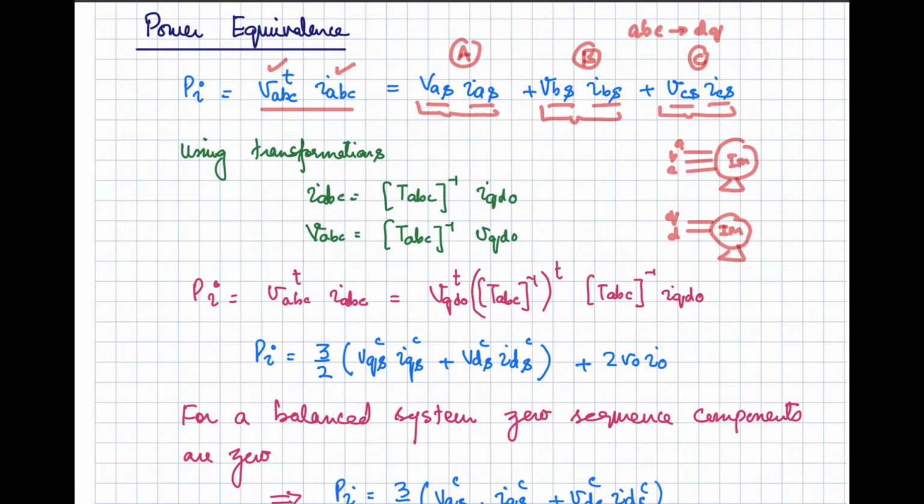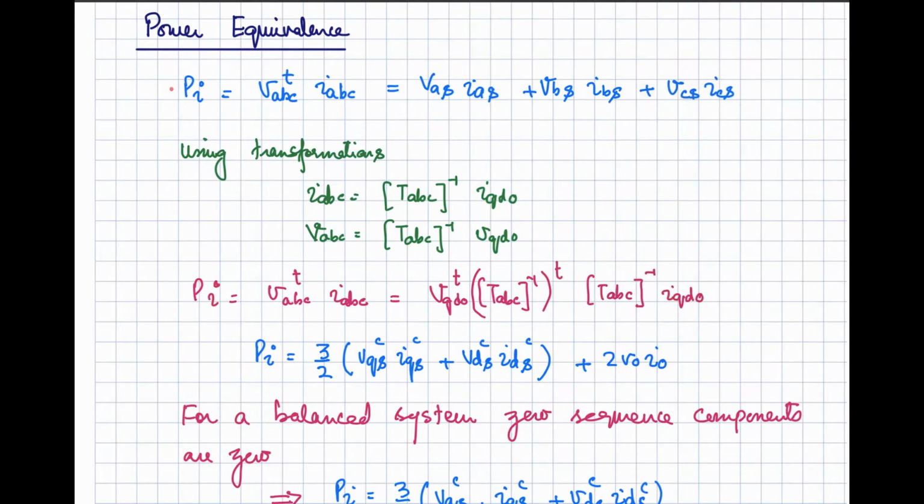Now we have discussed the transformations and we know that IABC can be written as TABC matrix inverse into IQDO, where this is the transformation matrix that was used when we were converting the ABC frame of reference into the QDO frame of reference using the Clark or the Park transformation. Similarly, you can write down the equation for the voltage. The voltage in the ABC frame of reference will be given by this equation if you know the quantities in the QDO frame of reference.